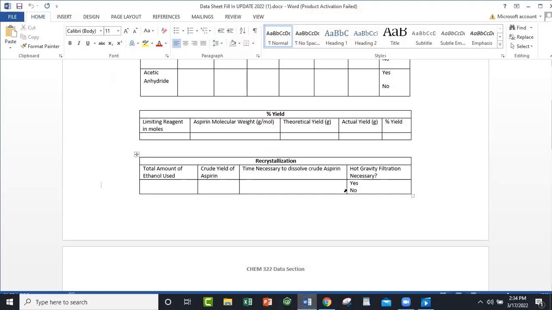All right, so there's also a slot on here for that. None of the samples 1 through 3 require a hot gravity filtration. So you can even circle that or highlight it, however you want to do it. You can circle it, highlight it, check it, whatever. But the answer is no for all three samples, regardless of which one you picked. That's cool.